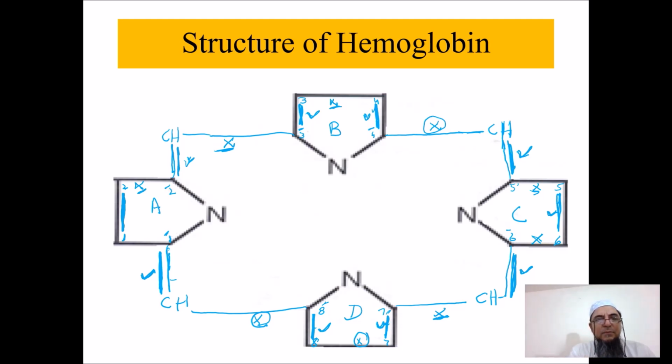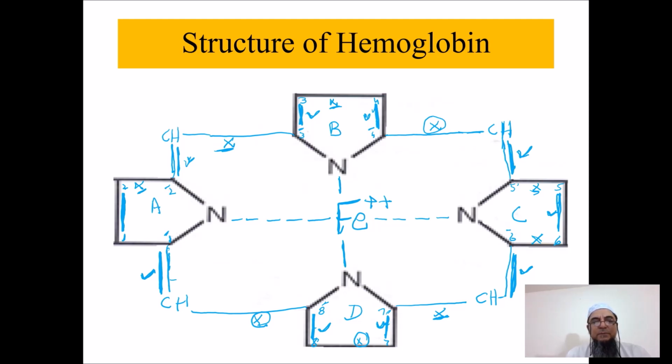Now you can see the methine bridges are complete, and this is a complete ring. If we fix it here, you can see there will be iron in the form of ferrous, Fe plus 2, and it will attach to 4 nitrogen with its 4 valencies. Iron has 6 valencies, and with 4 it is attached to the nitrogen of the pyrrole ring.